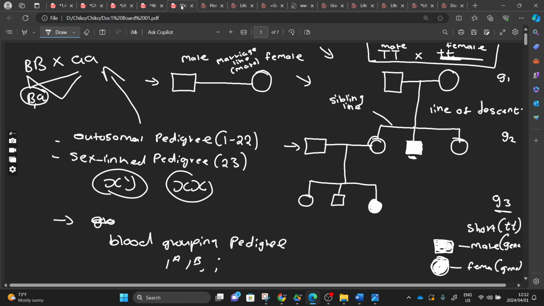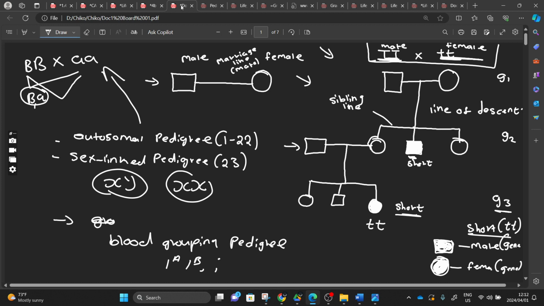So here's the thing. Since we know that shortness is small letter t and small letter t, we can come here and say the phenotype of this person is short. This one is short and this one is also short, and all of them are tall. The tallness is controlled by a dominant T. Since this one is short, it means that she had a small letter t and a small letter t.